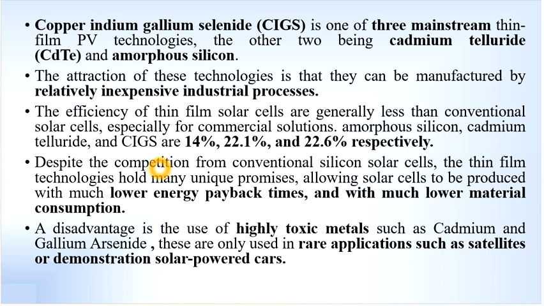Okay, the attraction of these technologies is that they can be manufactured by relatively inexpensive industrial processes. Okay, they are inexpensive, and the efficiency of thin film solar cells is generally less than conventional solar cells. And despite the competition from conventional silicon solar cells, the thin film technologies hold many unique promises, allowing solar cells to be produced with much lower energy payback times and with much lower material consumption. And one disadvantage is the use of highly toxic materials here, such as cadmium and gallium arsenide.